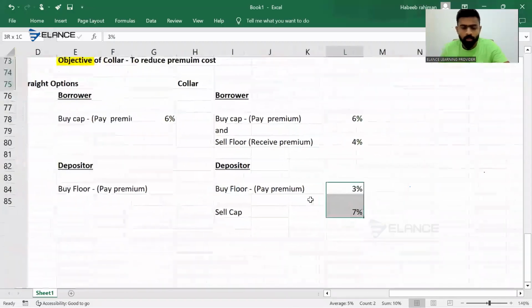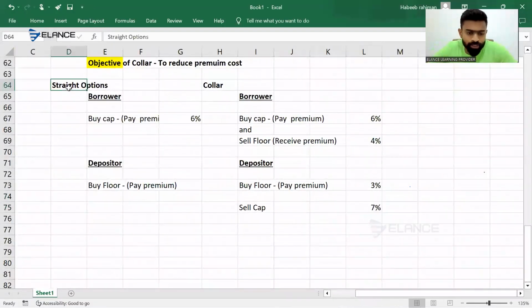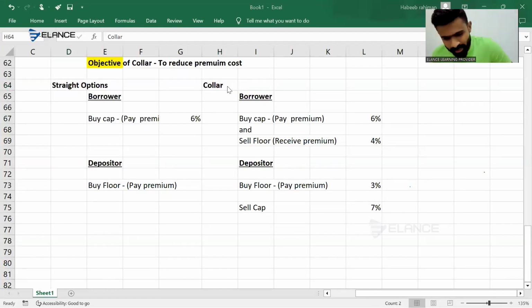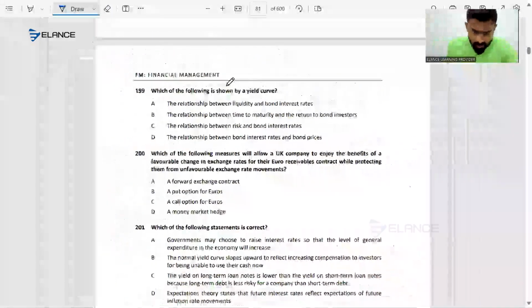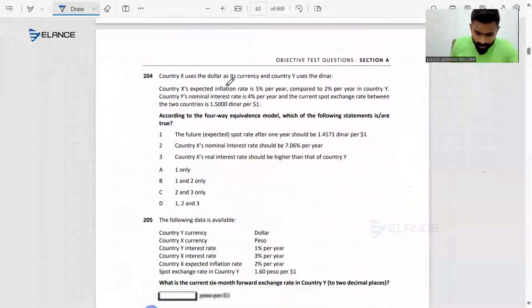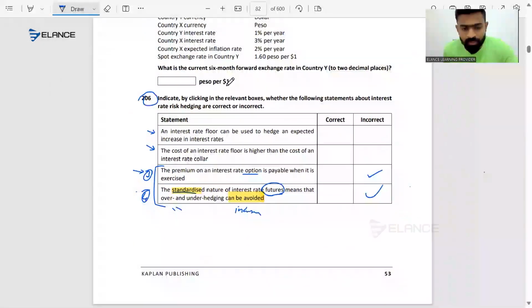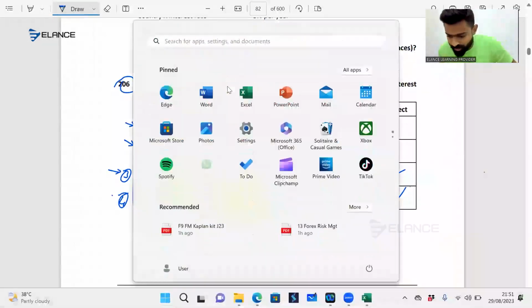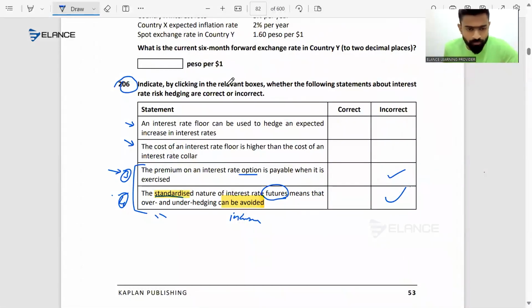Okay. If you take a straight option, compared to straight options, are collars cheaper or costlier? Could you please comment? Cheaper. This is the only thing you need to learn at this FM level. There's one question from this area. This is the final question we are going to discuss today, and I'll take one or two doubts of yours.